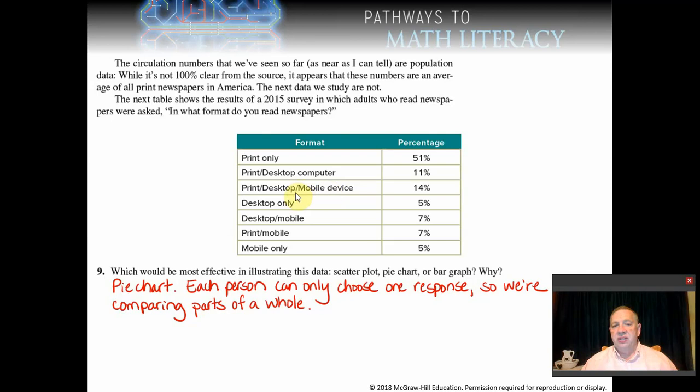Elsewhere, if there was some commonality, print, desktop, mobile device, or desktop, one of these could be some overlying data. We saw that in those Venn diagrams earlier. Then we couldn't do it. But it looks like all of these add up to 100%. Pie chart, 100% would go to 360 degrees, so it would be a good representative way and a quick way to see it. So I go along with the pie chart.